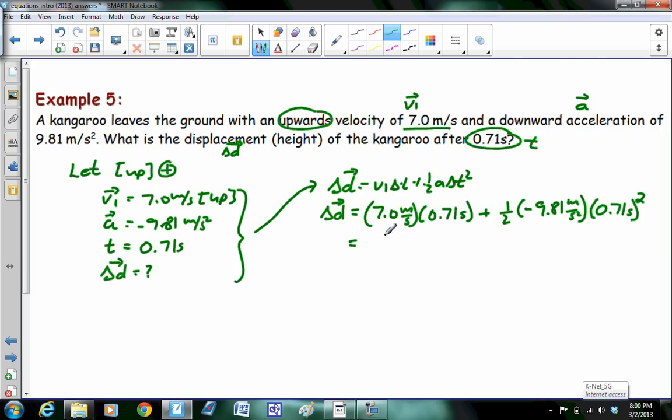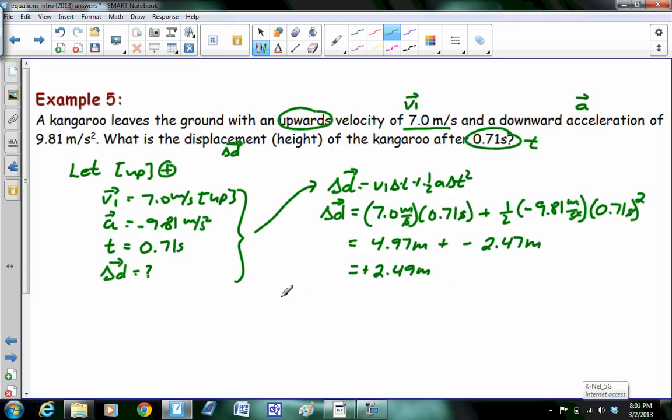So when we calculate this, 7 times 0.71, we end up with 4.97. And the units cancel here. We end up with meters. Over here, we're going to end up with 0.5 times negative 9.81, so 4.95 negative, times 0.71 times 0.71, which gives us a negative 2.47. And notice the seconds squared cancel. We end up with meters. And we put all this stuff together, we end up with 2.49 meters. So basically, the kangaroo traveled 2.49 meters upwards because it's a positive value.